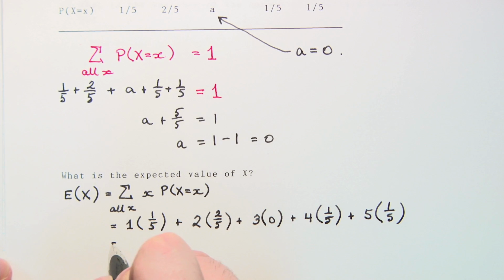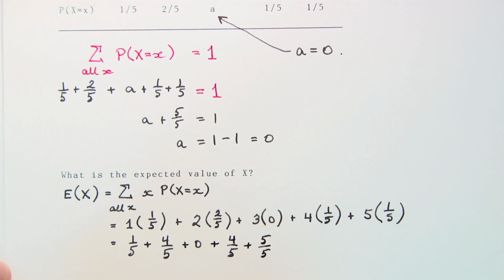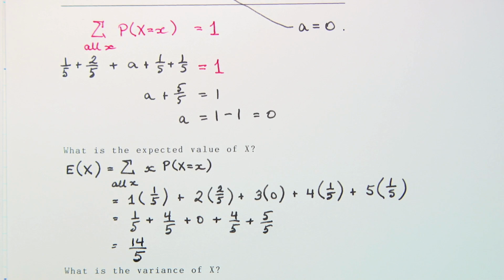So I get 1/5 plus 4/5 plus 0 plus 4/5 plus 5/5. Okay, so I get 9, 9 plus 5 is 14 over 5. And, you know, that's equal to 2.8.